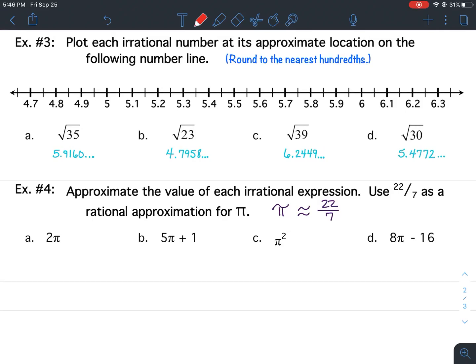Estimate the value of irrational numbers. Lesson 2 notes, example number 3. Plot each irrational number at its approximate location on the following number line. So this example is very similar to example number 2, except our number line is just a little bit different.